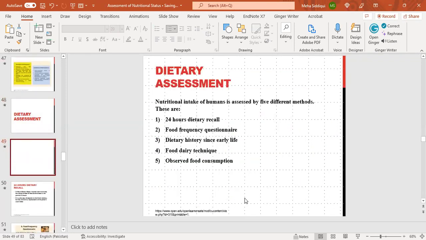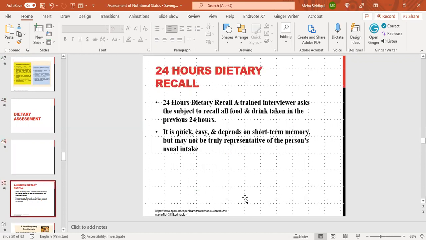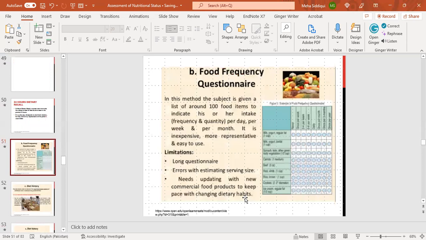Dietary assessment. Nutritional intake of humans is assessed by 5 different methods. These are 24-hour dietary recall, food frequency questionnaire, dietary history since early life, food diary technique, and observed food consumption. 24-hour dietary recall: in this, a trained interviewer asks the subject to recall all food and drink taken in the previous 24 hours. It is quick, easy, and depends on short-term memory, but may not be truly representative of the person's usual intake.